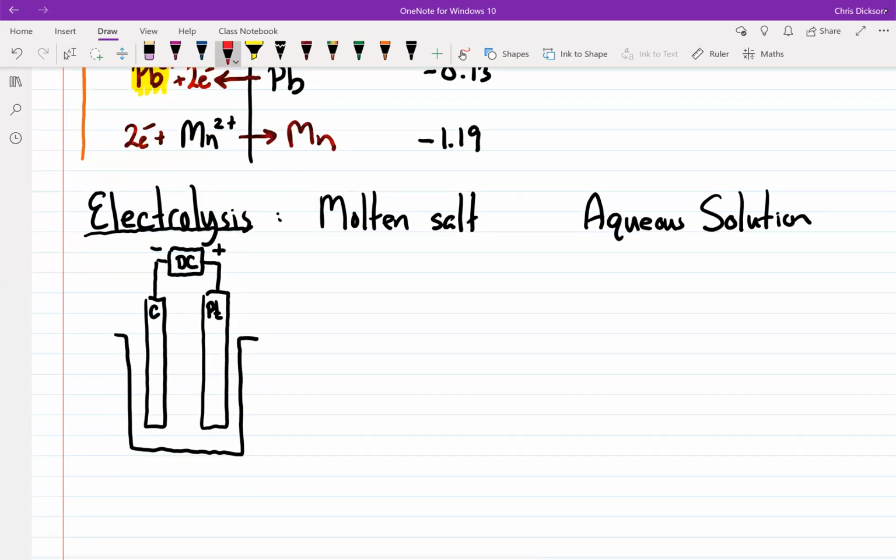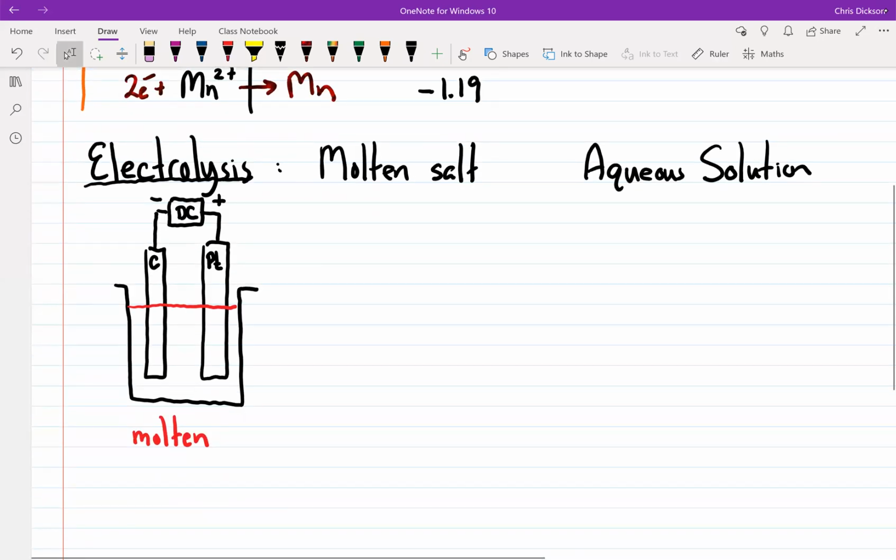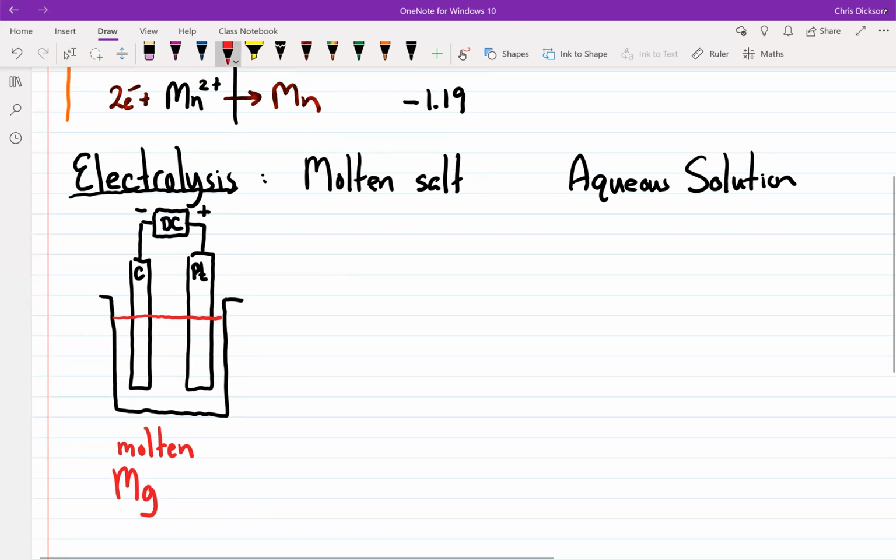So I'm gonna draw some kind of liquidy thing in here. And we're gonna say this is molten. Let's make it molten magnesium iodide. Okay, so molten magnesium iodide.